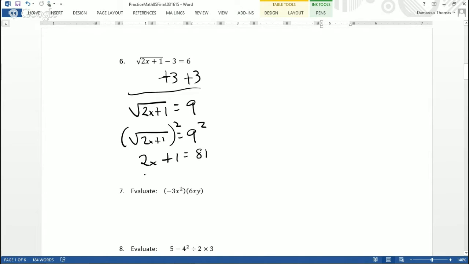When you subtract 1, you get 2x equals 80. Subtract 1 from both sides. And then finally, we get x equals just 40. Divide both sides by 2.